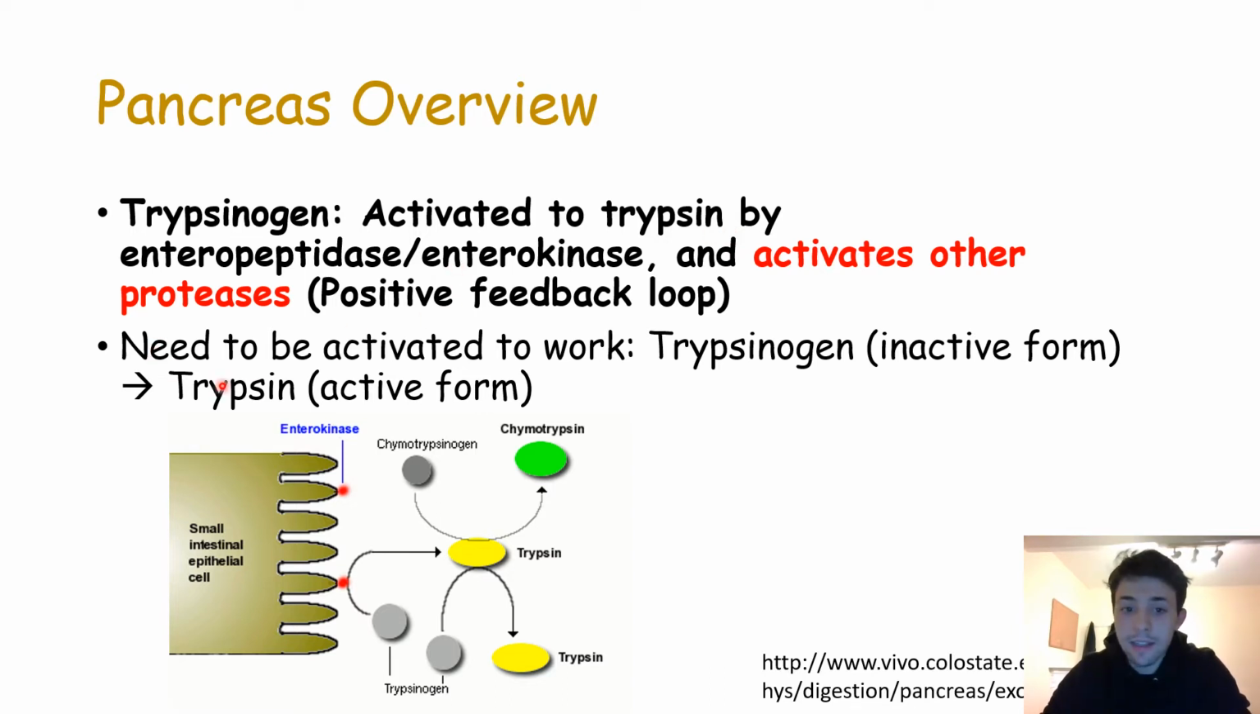So just highlighting this again, it needs to be activated to work. Trypsinogen in its inactive form is activated into trypsin. And this image, I got it online, it helps a lot as well. So enterokinase is a brush border enzyme. It stays on the top of the small intestine epithelial cells, and it will activate trypsinogen to trypsin, and then trypsin itself can help activate more trypsin, and it can also help activate other enzymes such as chymotrypsinogen into chymotrypsin, among others.